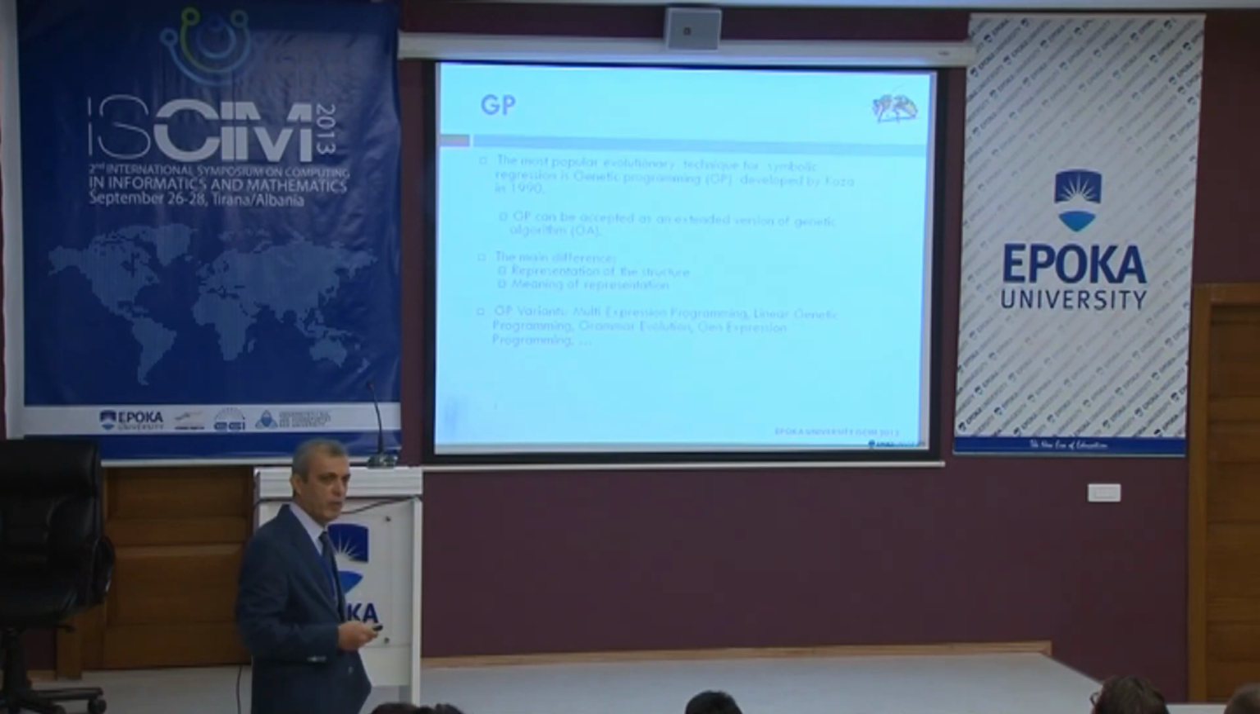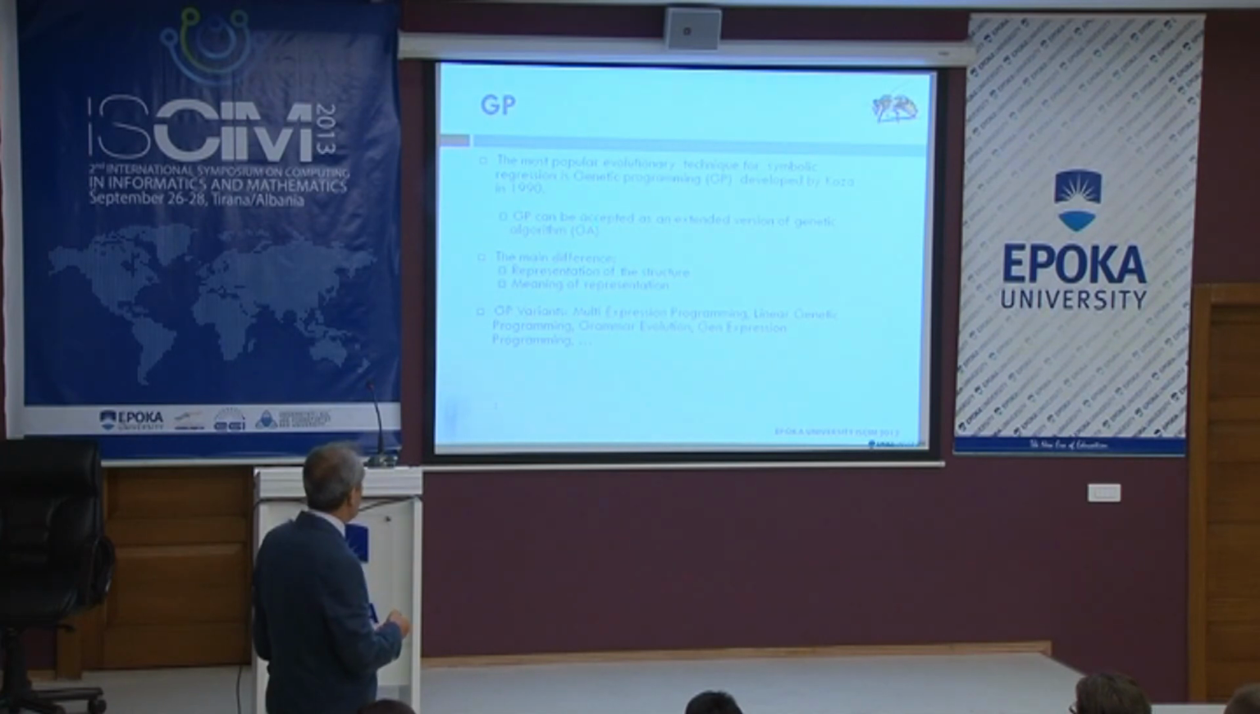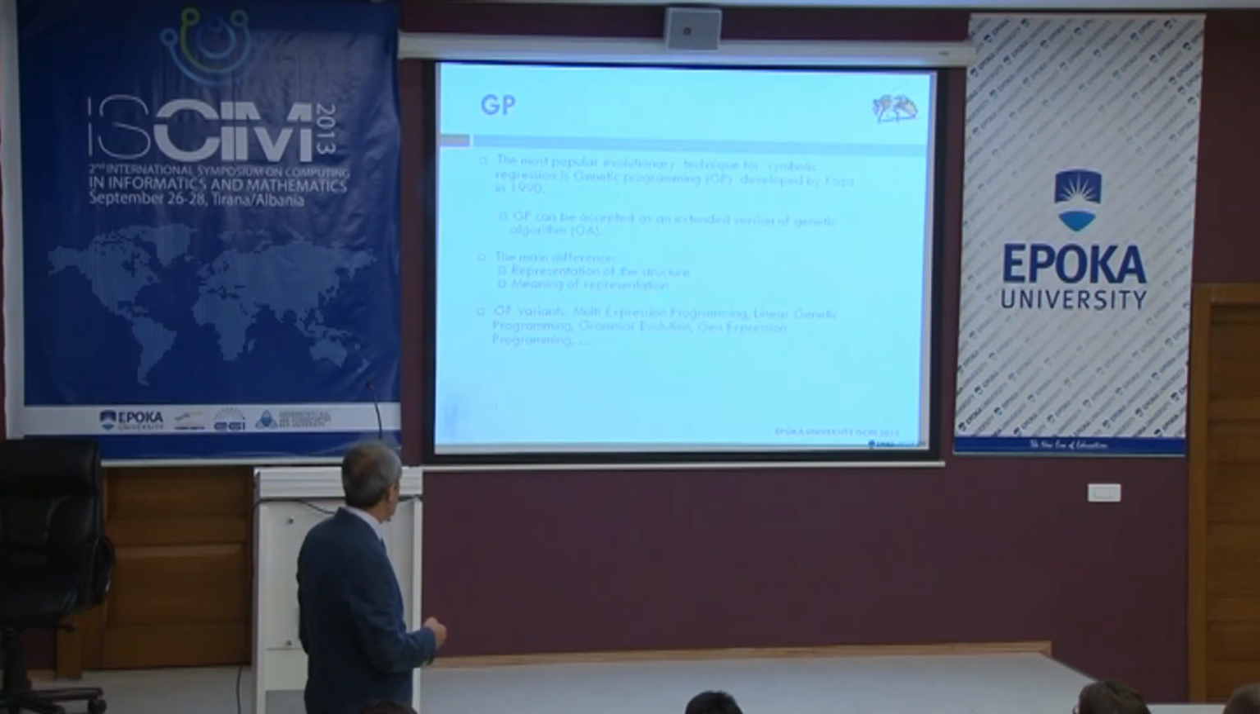GP, genetic programming, was introduced in 1992 by Koza. The most popular technique for symbolic regression is genetic programming, developed by Koza. GP can be accepted as an extended version of the genetic algorithm. The main difference between genetic algorithm and genetic programming is the representation of the structure. There are several variants of GP in the literature now: multi-expression programming, linear programming.